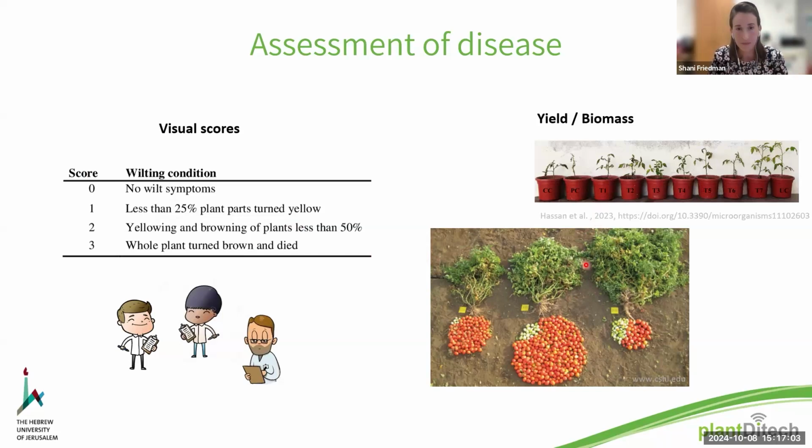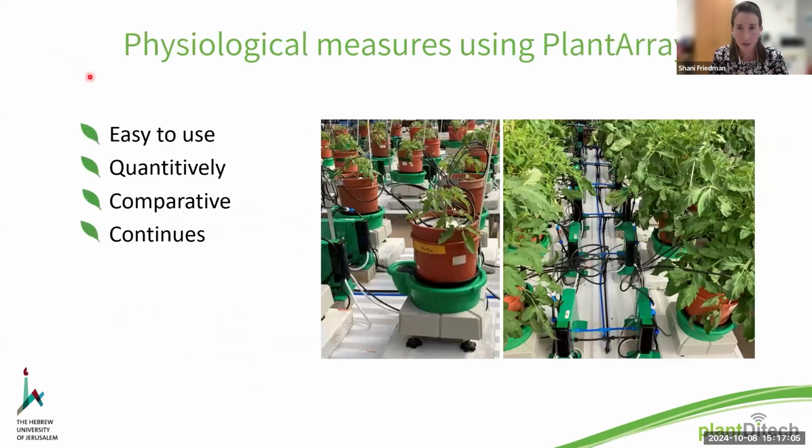We want to offer a third option, using the PlantArray system to assess the disease. By definition, disease is an impairment of the normal state of a plant that interrupts or modifies its vital functions. We have a tool that can continuously monitor vital functions of a plant. This includes biomass of the plant, transpiration, the water loss, nutrient use efficiency, stomatal conductance, root activity. It's easy to use. It's quantitative and objective. It's comparative. We can have control and infected plants simultaneously on the system, and it's continuous. From day 1, we can follow the disease.